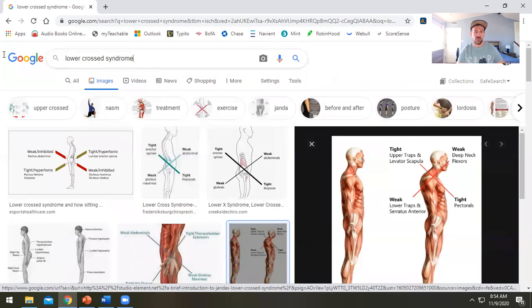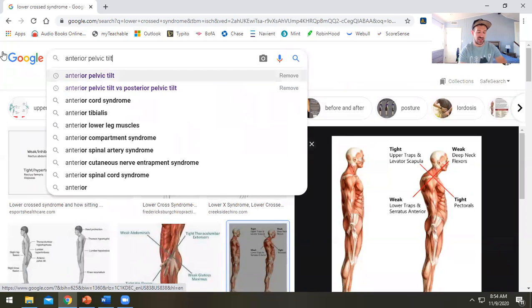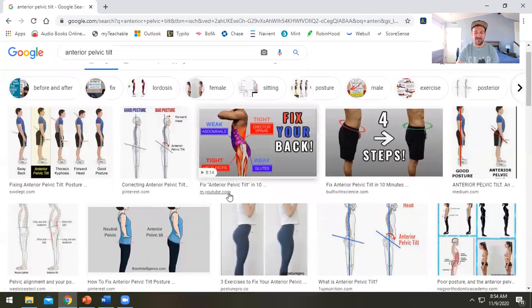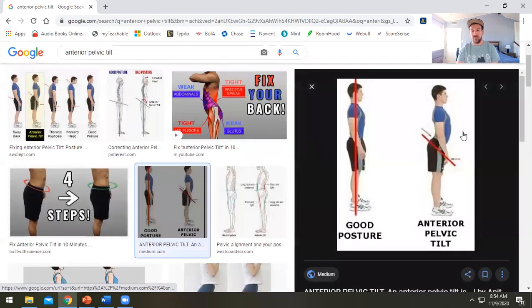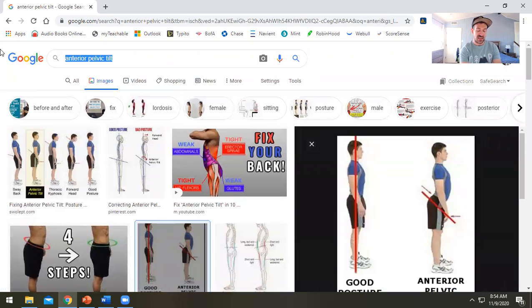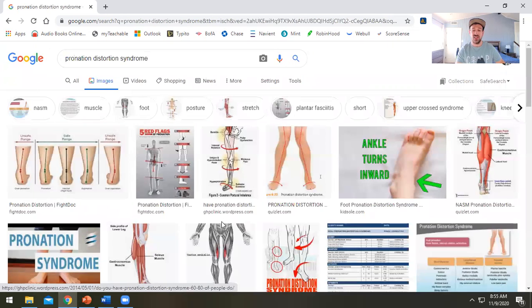So if you look at lower cross syndrome, that is that classic anterior pelvic tilt. I like to call it Instagram booty because I think that's a really funny term for it. It kind of looks like somebody's just sticking their butt out, this big arch here. But what's really happening is they're just getting pulled like this. Their pelvis is not sitting the way it's supposed to. So we're going to be looking at that one today. We're also going to be looking at pronation distortion syndrome, which is this version.